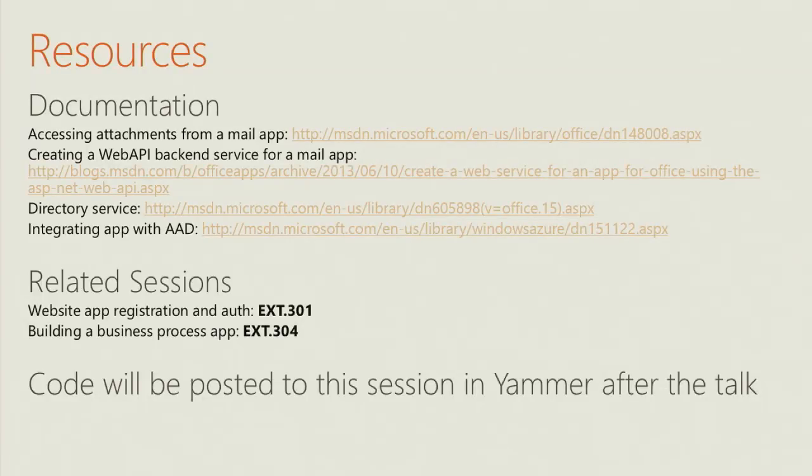And then we have another talk later today, building a business process app. It's going to also show another example showing a more complex app that's going to have a mobile aspect to it, and it'll have a mail app aspect to it, and it'll connect to Office 365 APIs. And finally, I'll post the code to Yammer for this session.